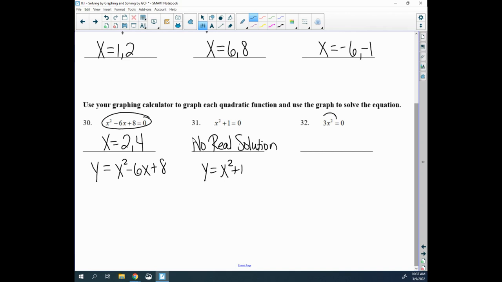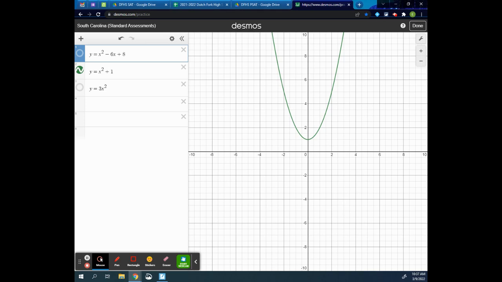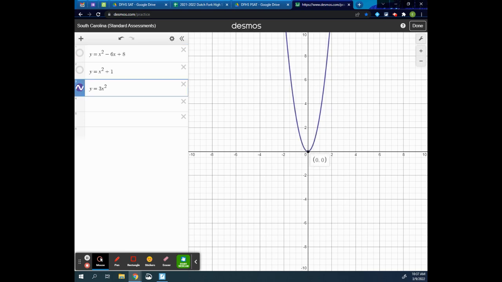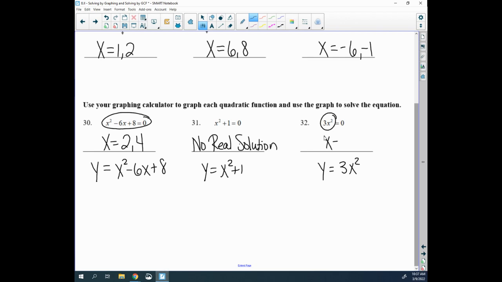All right, and then 32, we're going to graph the part that's not equal to 0, so 3x squared. Go ahead and graph that in Desmos. All right, if I graph that, notice it only crosses the x-axis once, at 0. That's it. So our answer is just x equals 0. So you could have one solution, two solutions, like we did over on number 30, right? There were two answers, or you could have no solution. No real solution.